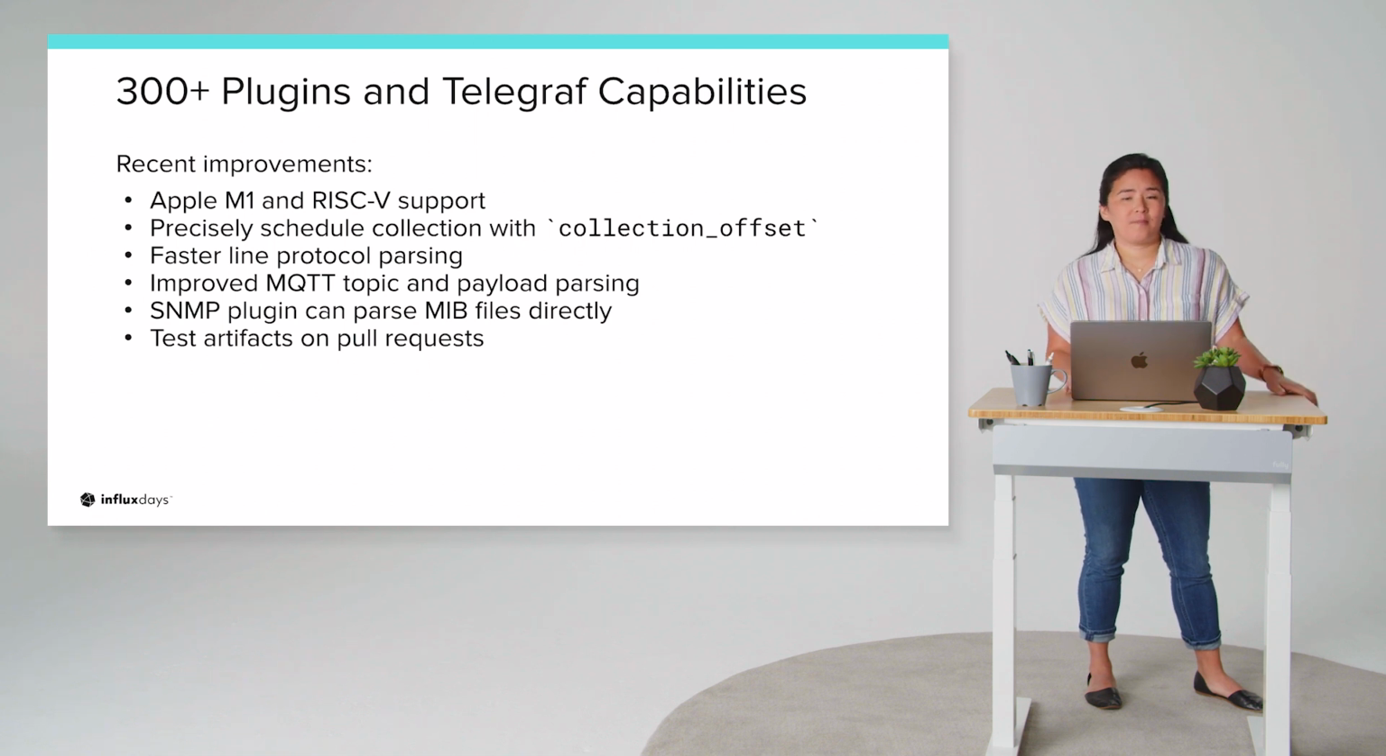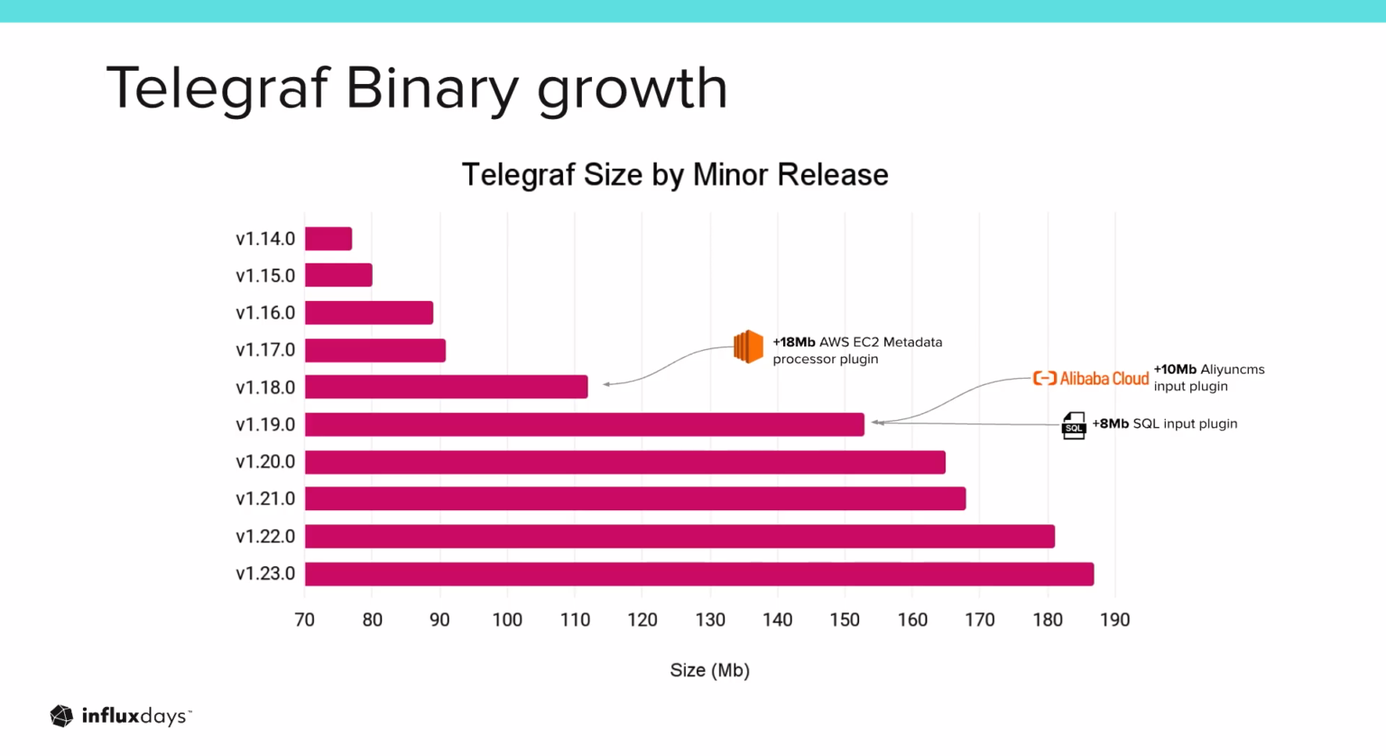You can also imagine that with all the new plugins and new features, the Telegraf binary has grown significantly. This graph shows the binary growth on a Linux AMD64 build. There are some large jumps in the binary when we integrated the AWS EC2 processor and the Alibaba Cloud plugin. Our focus in the next stages of Telegraf will be how we want to enable users with the tools to not be impacted by these large growth increases.